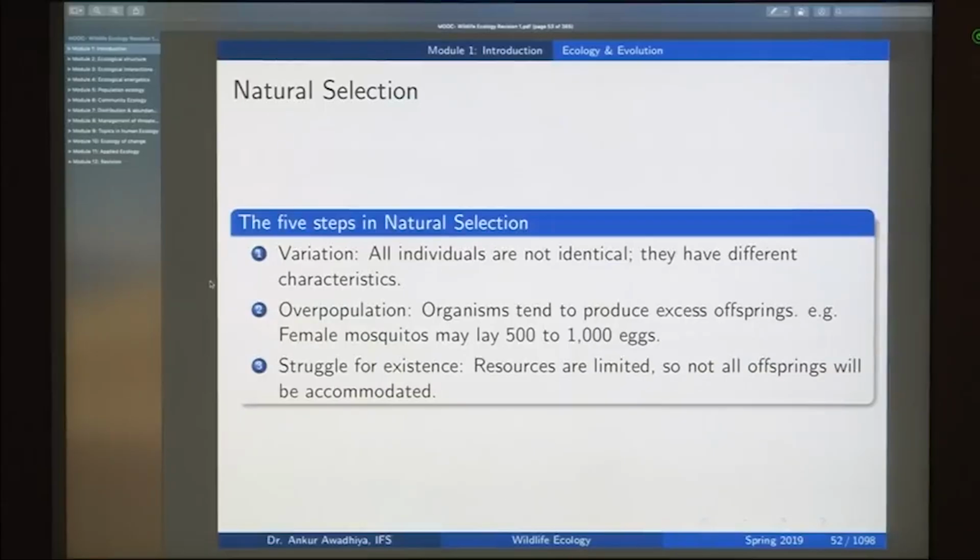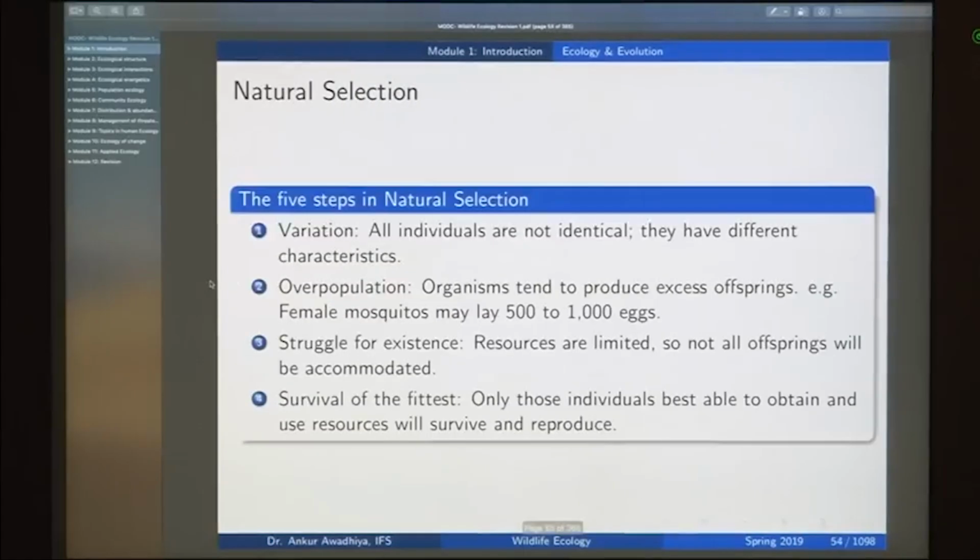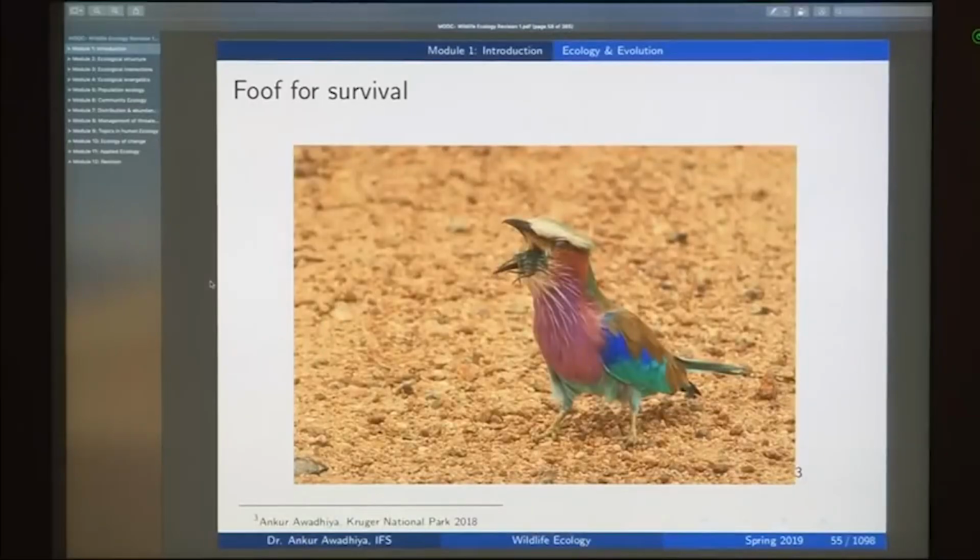So, there are more organisms and fewer resources, so there will be a struggle, and we looked at the example of a cheetah hunting an impala, and in that case the cheetah was not able to get its food. Now, after the struggle for existence, we have the survival of the fittest. Only those individuals that are best able to obtain and use the resources will survive and reproduce. So, in this case the bird is able to survive because it is able to get the resources from the environment.